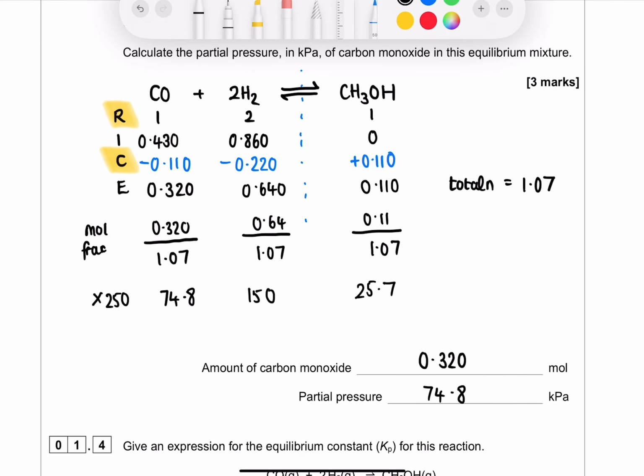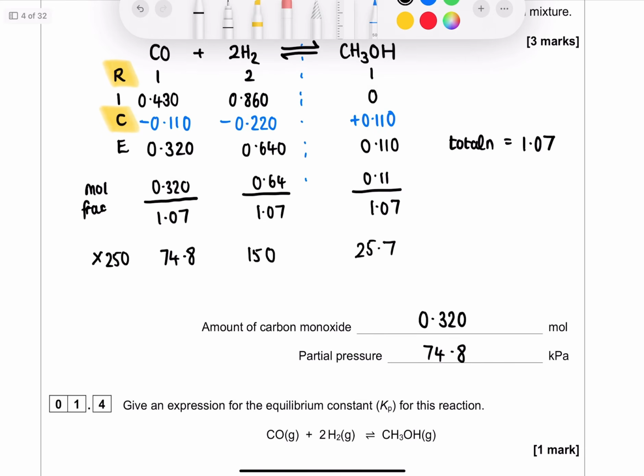25.7 here. And when you add the partial pressures up, they will come to the total pressure. We will have a little bit of a rounding error here, but we will add these up and they would come to our total pressure.